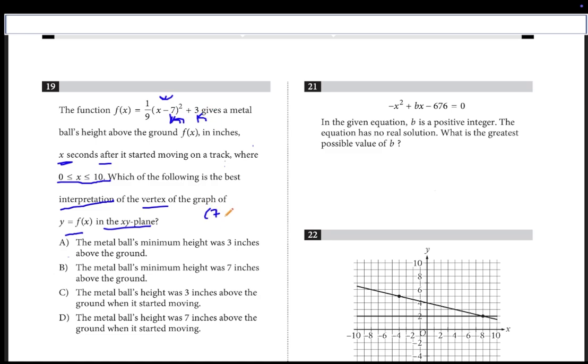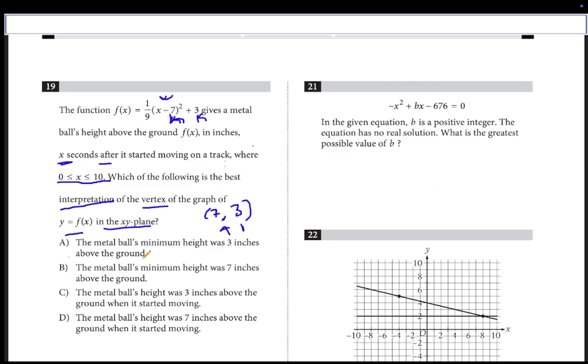So our vertex is going to be 7, comma 3, right? We're going to use this information about our vertex and find which one of these answer choices best interprets the values that we have in our vertex. So A states the metal ball's minimum height was 3 inches above the ground. This seems right, as we have 3 as our y, and we know our answer is going to be a minimum because we have a positive a value over here, as this is 1/9. So this is true. But let's see about the other answer choices.